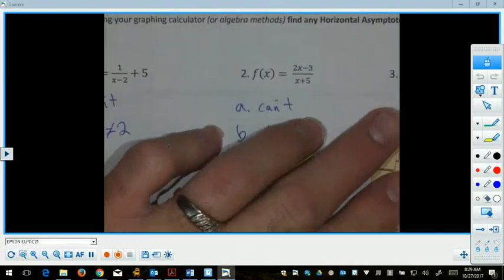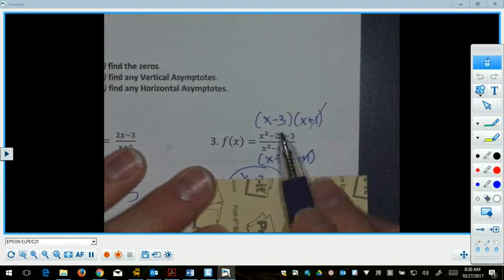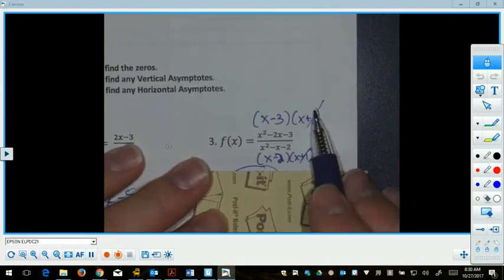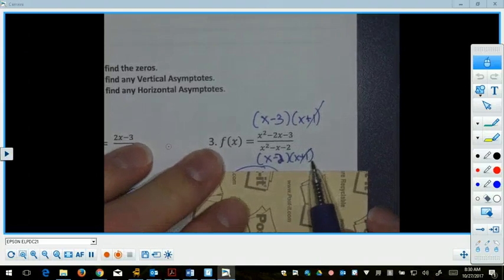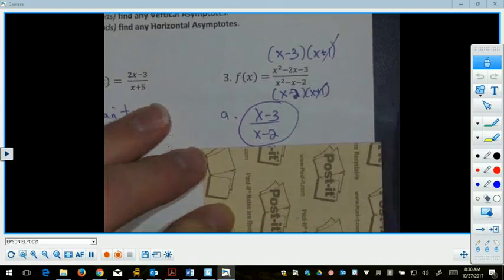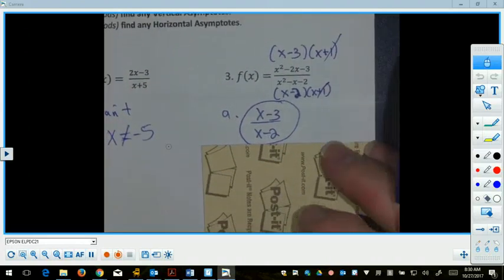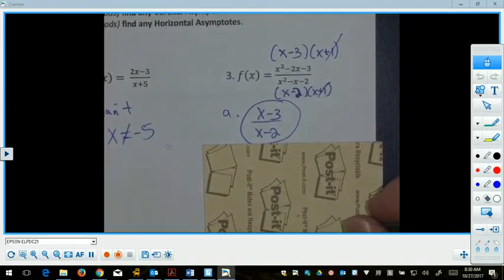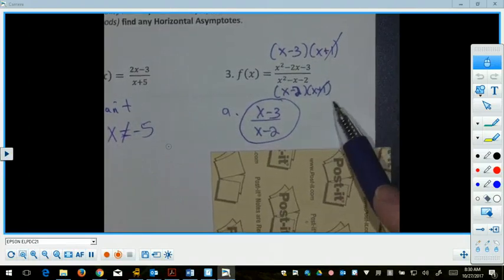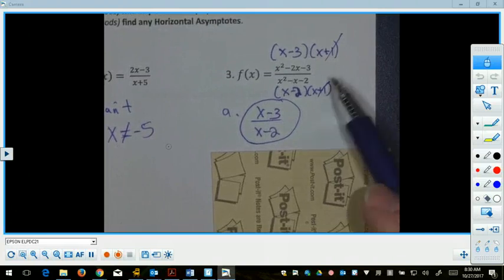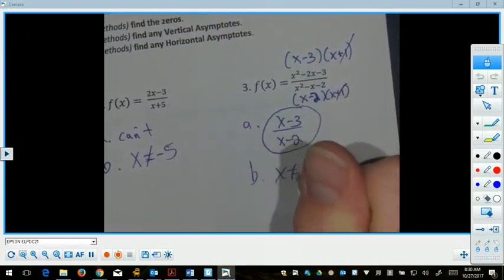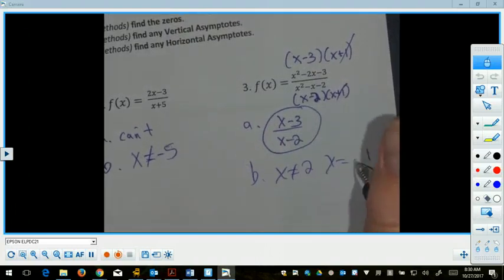If we factor both the numerator and the denominator, then a factor of x plus 1 cancels, so we can simplify it to x minus 3 over x minus 2. But what will the restrictions on the domain be? They can't be 2 and they can't be -1. So even though this factor cancels, it was part of the original function. So x cannot equal 2 and x cannot equal -1.